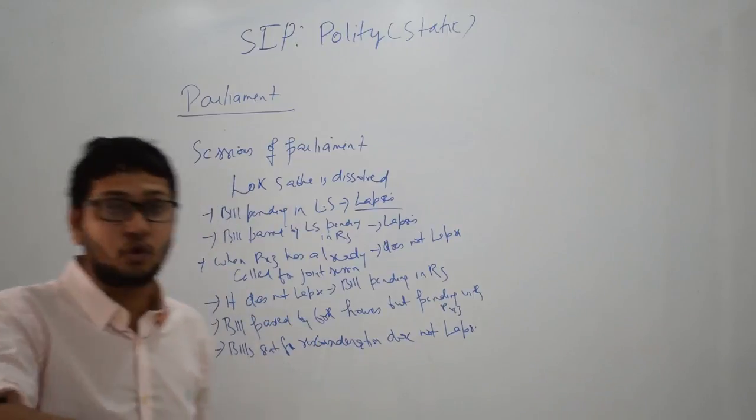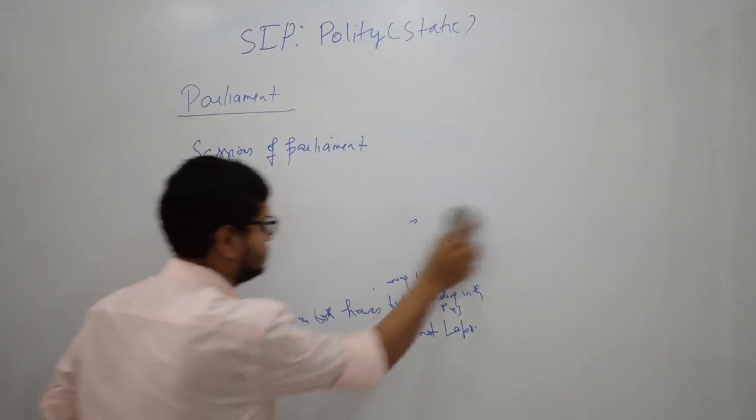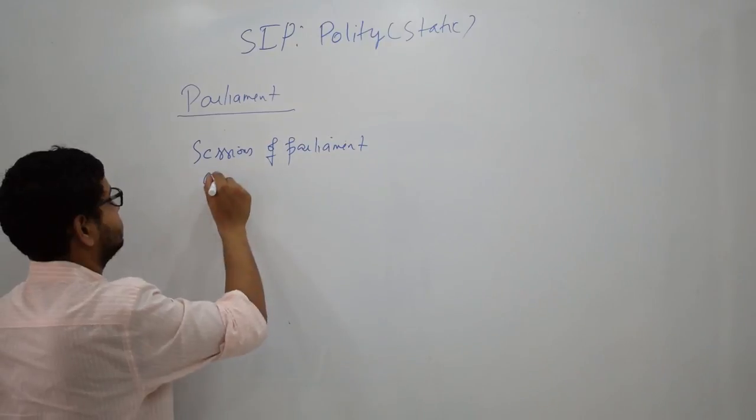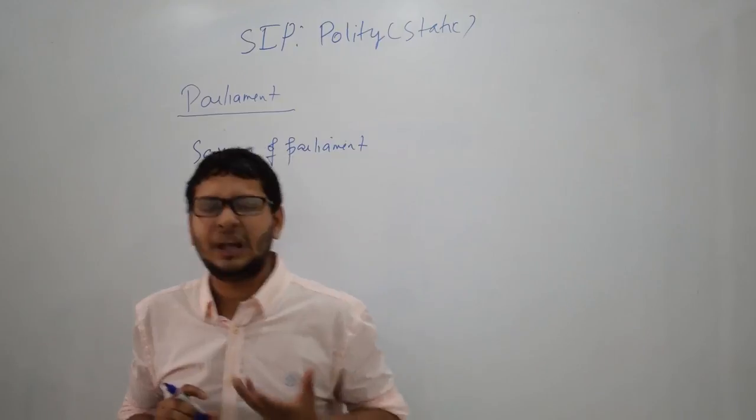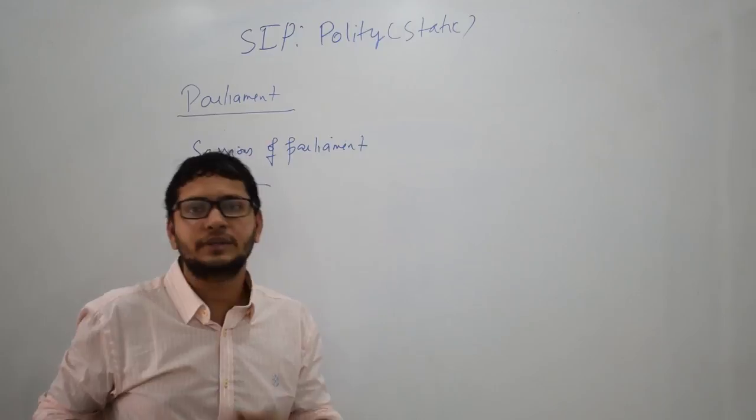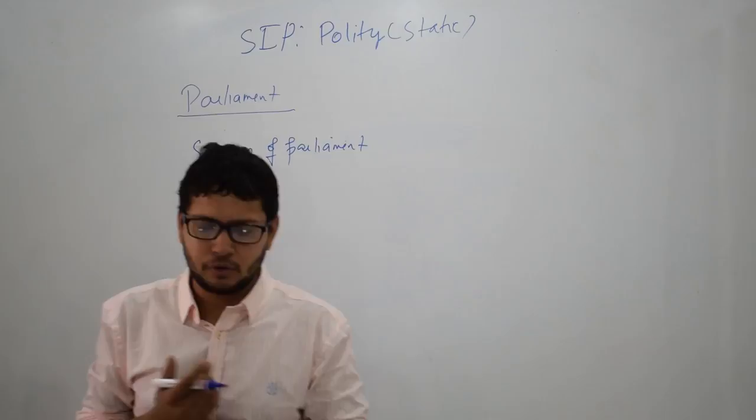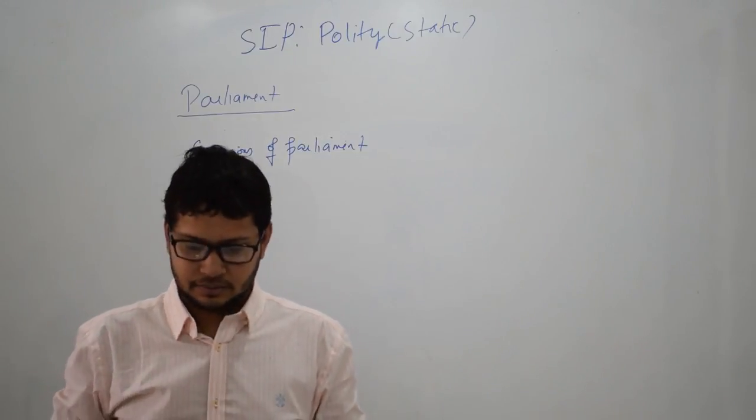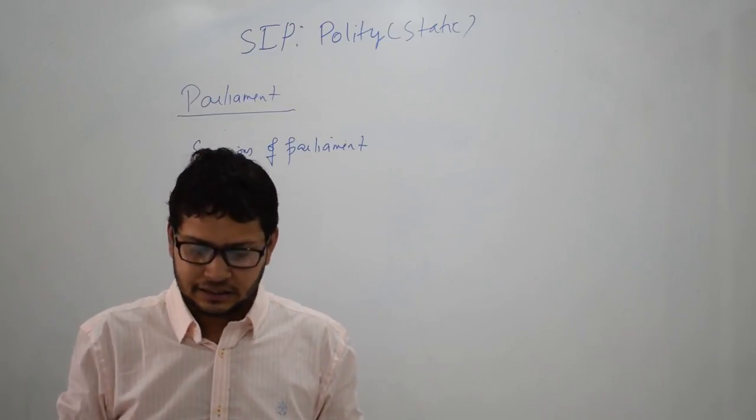Next is the concept of quorum. When we talk of quorum, it is 1/10 of the members of each house which is necessary. If the quorum is not filled, then the sitting of the parliament cannot happen. So it is 55 members for Lok Sabha and 25 members for the Rajya Sabha. Without that, no business of the house will be conducted.